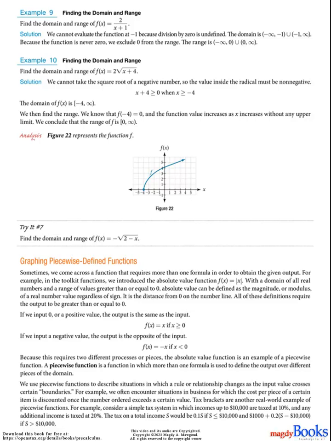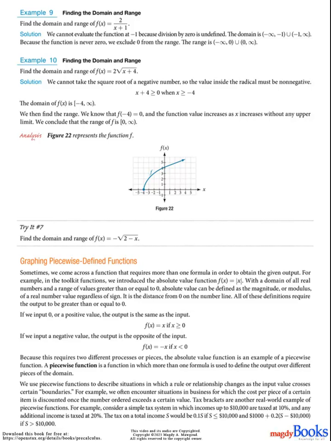We then find the range. We know that f of -4 equals 0, and the function value increases as x increases without any upper limit. We conclude that the range of f is [0, infinity). Analysis. Figure 22 represents the function f. Try it number 7. Find the domain and range of f of x equals negative square root of 2 minus x.